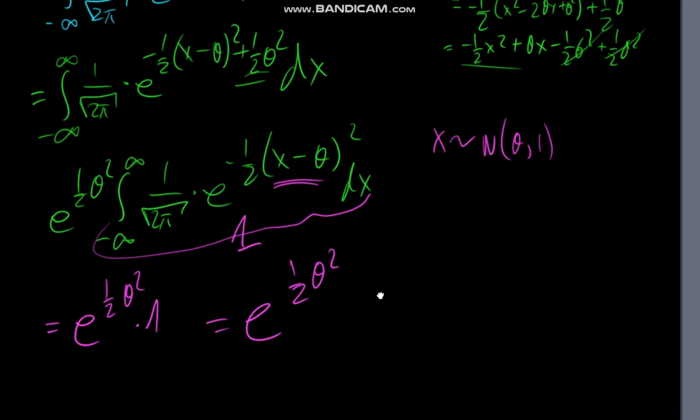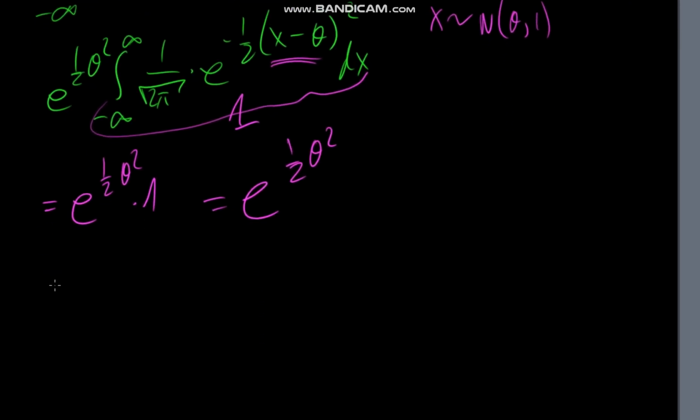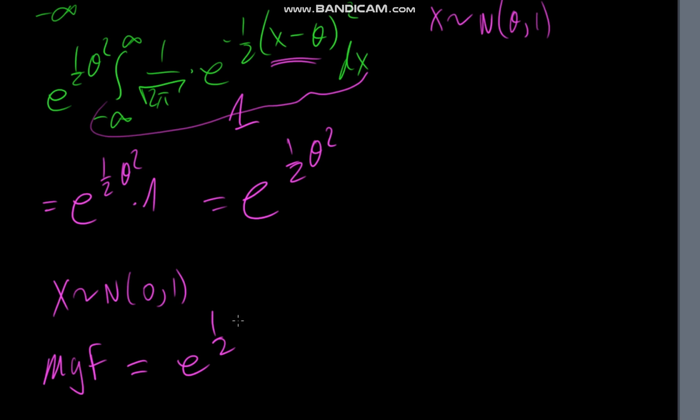So in conclusion, we saw that we have a variable which is normally distributed with mean of 0 and variance 1, and we find that its moment generating function is equal to e to the 1/2 theta squared.